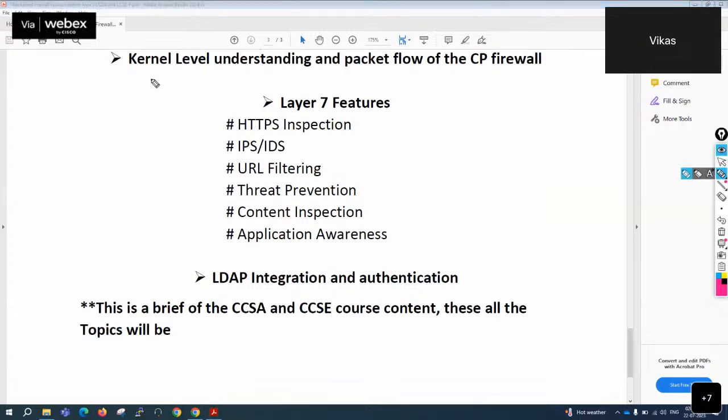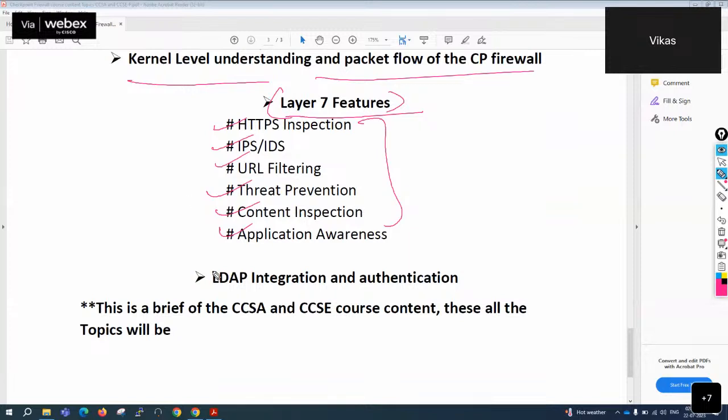After that, we will discuss the kernel level understanding and the packet flow of the Check Point firewall. I'll be explaining the kernel level packet flow to you, after which I will be explaining the layer 7 features available on the Check Point firewall. For example, HTTPS inspection, IPS, IDS, URL filtering, threat prevention, content prevention, application awareness, right? These are all layer 7 feature profiles which you can create on the firewall, and you can have these options particularly enabled for your firewall.